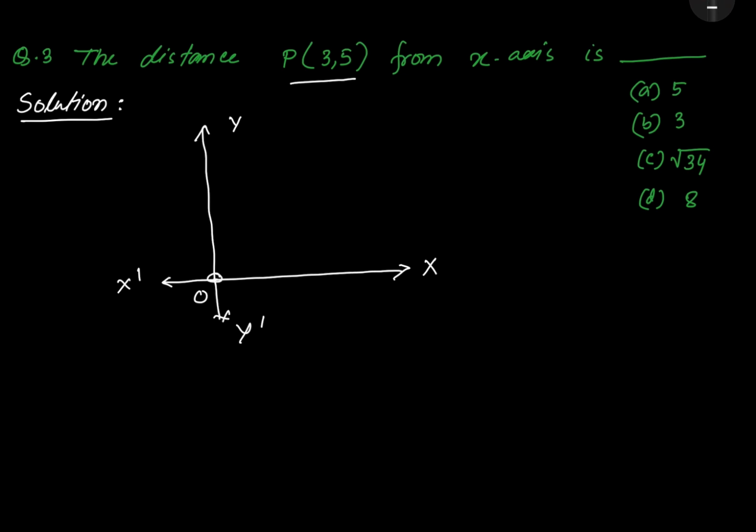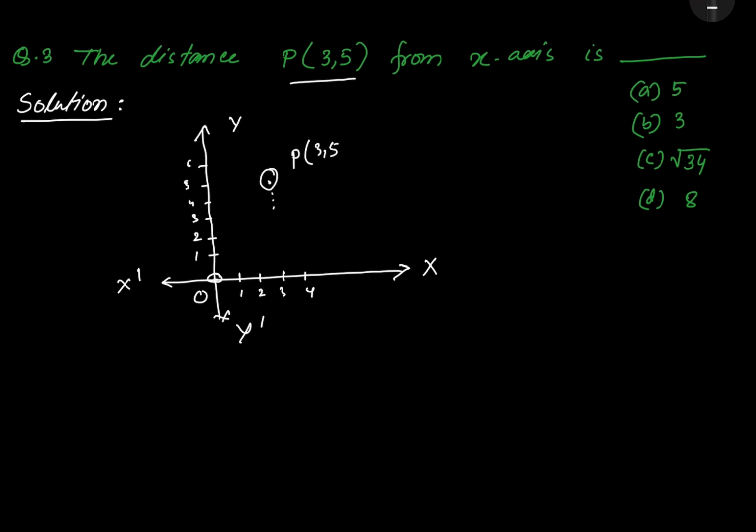Now (3, 5). First we move 3 units along the x-axis: 1, 2, 3, and then along the y-axis 5 units: 1, 2, 3, 4, 5. I can take one more, 6. So (3, 5) means first move to the x-axis 3 units, after that move to the y-axis 5 units. Up to this, and this will be the point P, which is (3, 5).